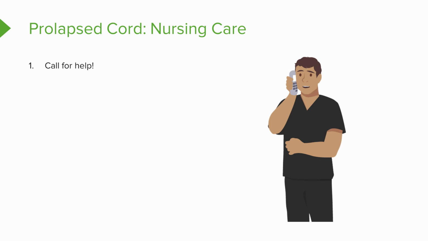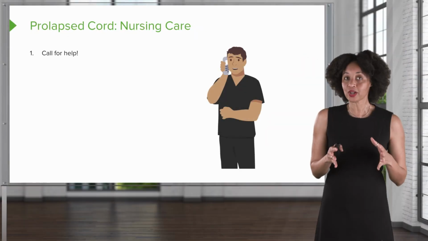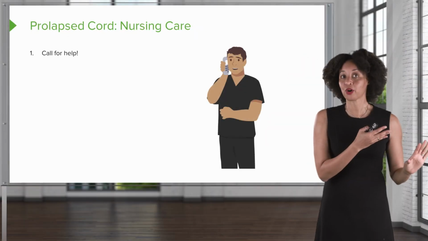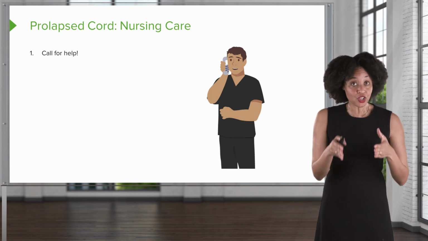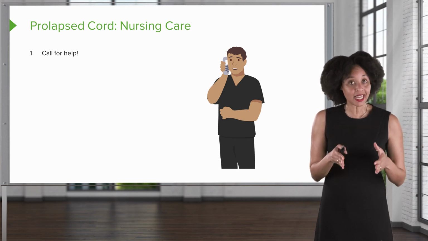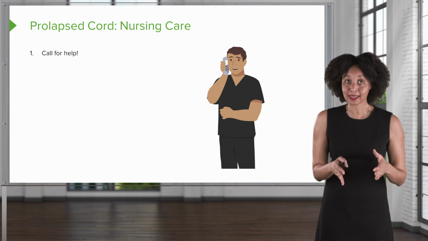So let's talk about managing the prolapsed cord. The very first thing we want to do is call for help. Now, this is one of those times when you don't leave the room and go to the desk and call for help. You need to use the call bell because you need to stay with the client at the bedside.